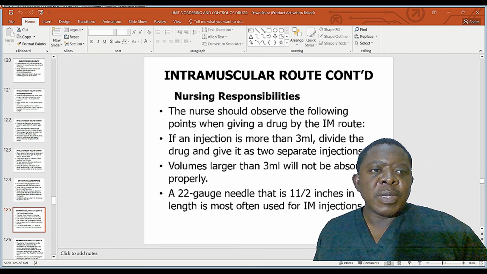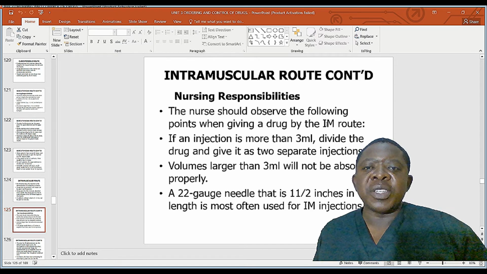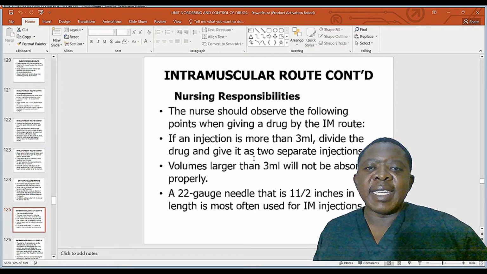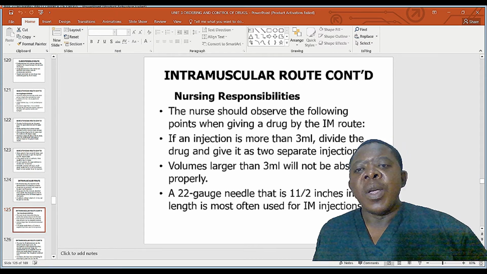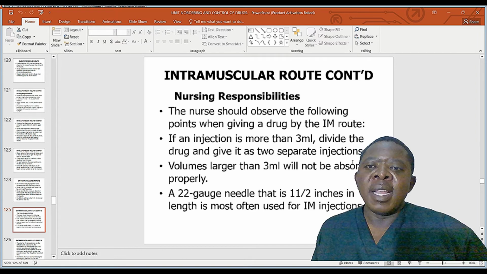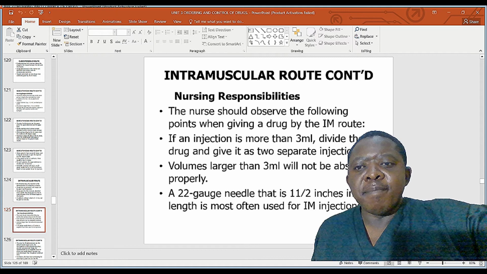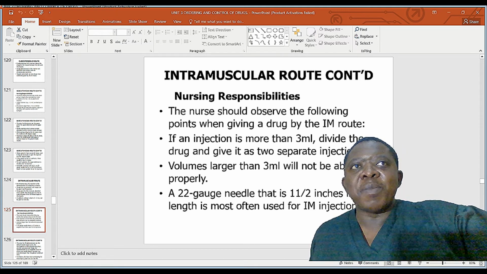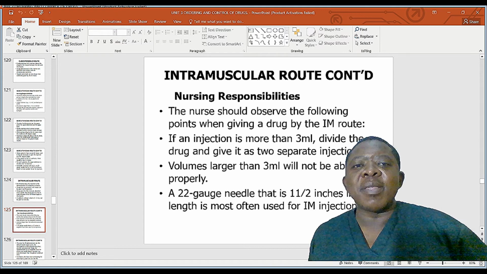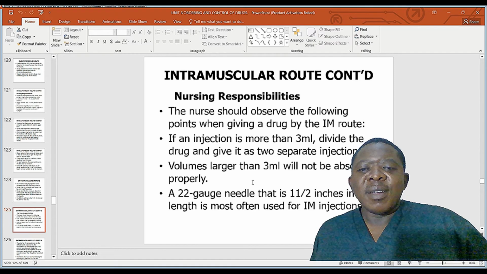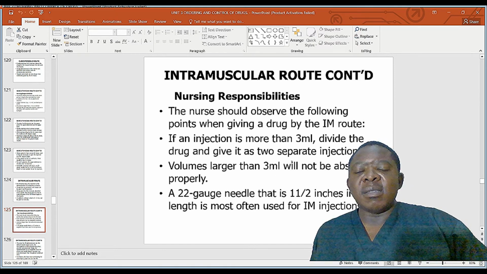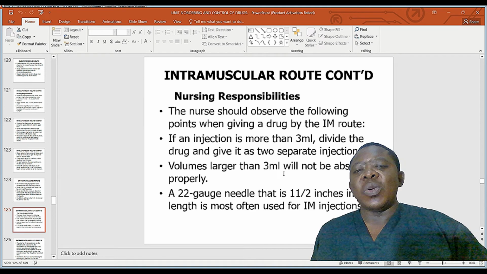As you give an intramuscular injection, the nurse should observe the following points when giving a drug by the intramuscular route. If an injection is more than 3 ml, divide the drug and give it as two separate injections. This is very important to avoid a cold abscess, where a lump forms in the muscle. This lump is what we call a cold abscess and may be there for a long time. Volumes greater than 3 ml will not be absorbed properly, or there might be difficulties in absorbing a larger dose.